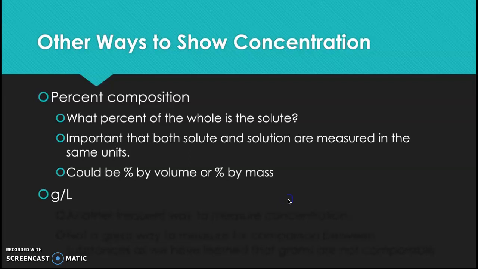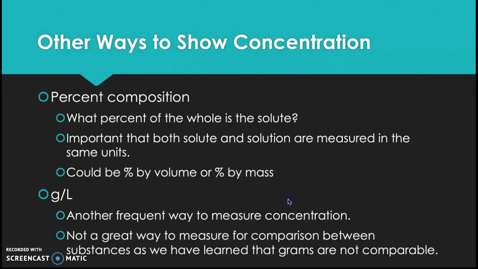Grams per liter or grams per milliliter, grams per microliter, kind of any division of a liter, is another frequent way to measure concentration. This is not such a great way to measure for comparison between substances, because as we talked about back in our last unit, we saw that grams are not comparable from one substance to another. So a certain 10 grams per liter solution of one substance isn't necessarily the same concentration as 10 grams per liter of another substance.